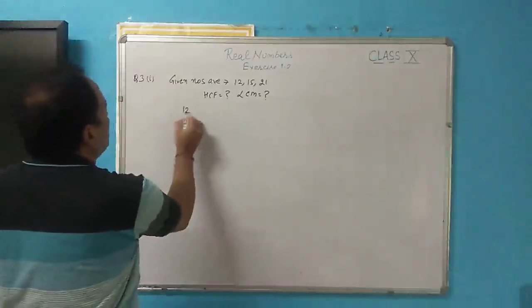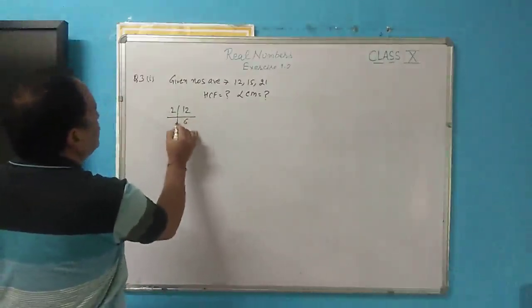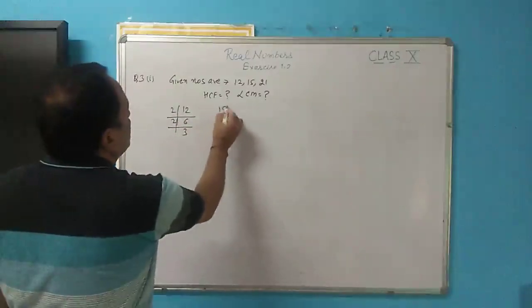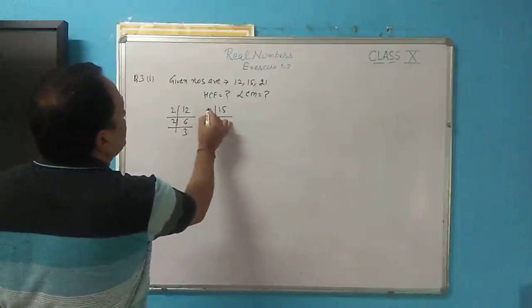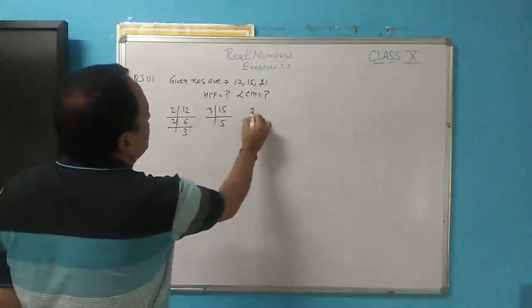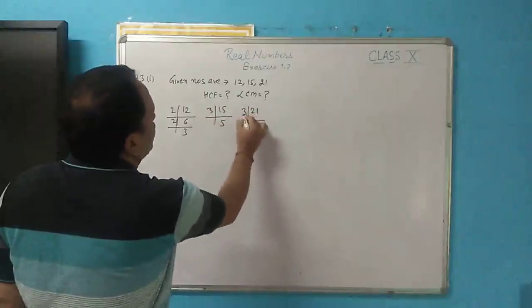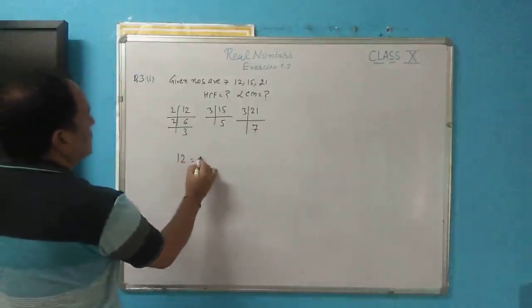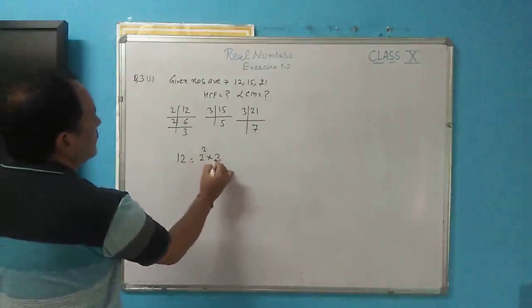If we make the factors of 12, now 15 prime factorization: 3 into 5 is 15. 21 prime factorization: 3 into 7. Now write these numbers as products of powers.